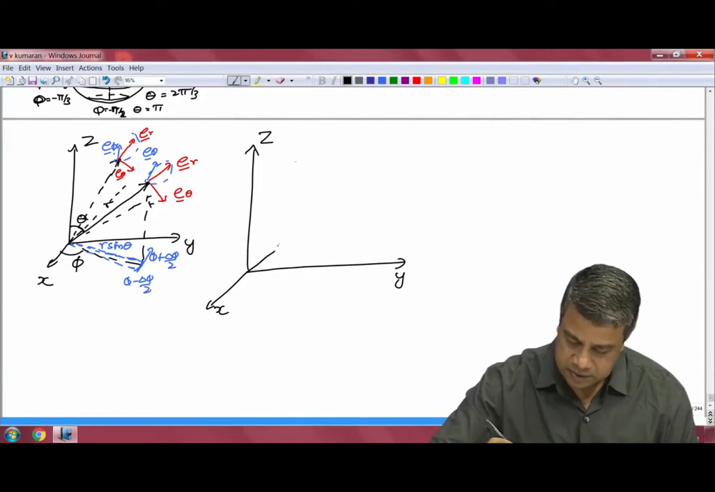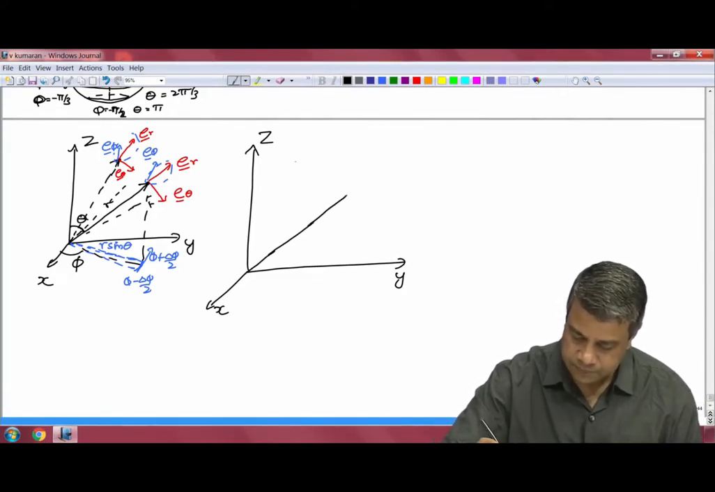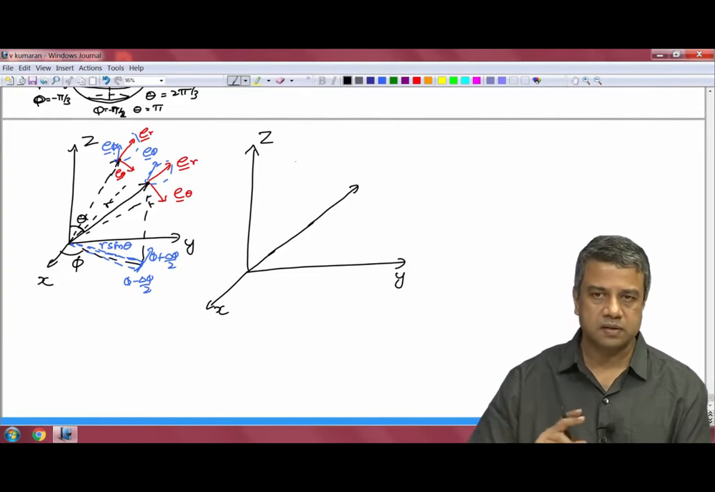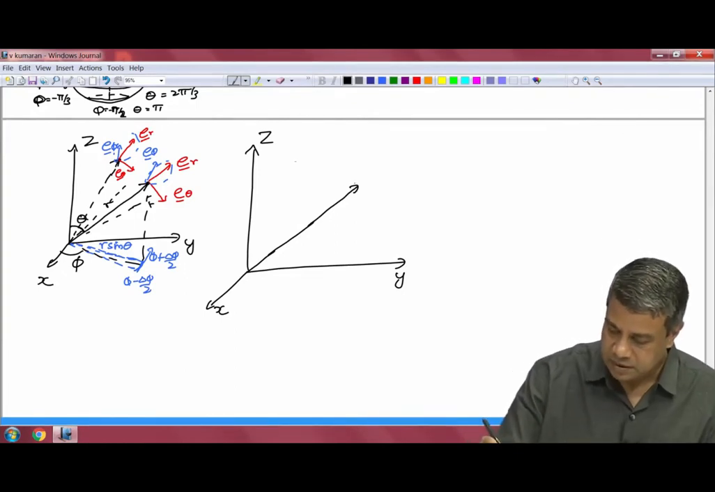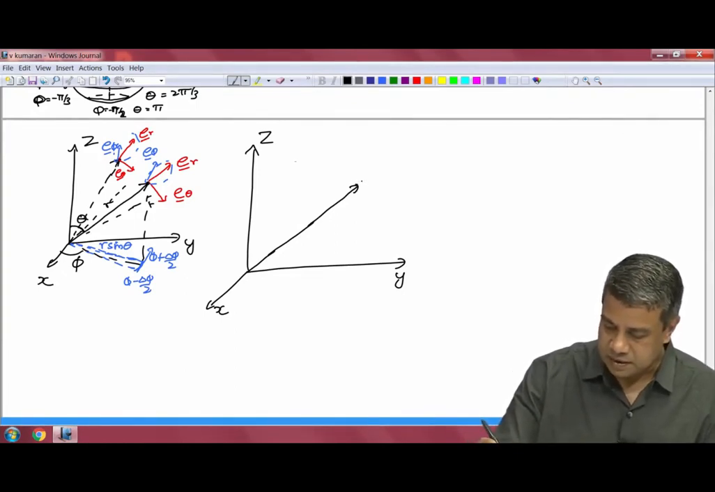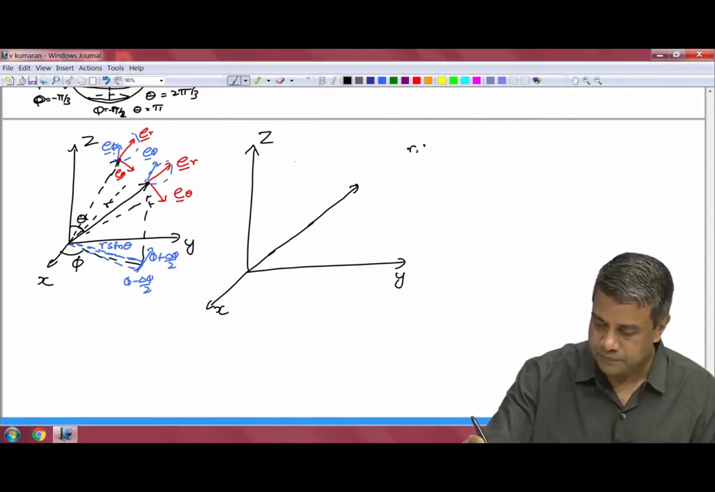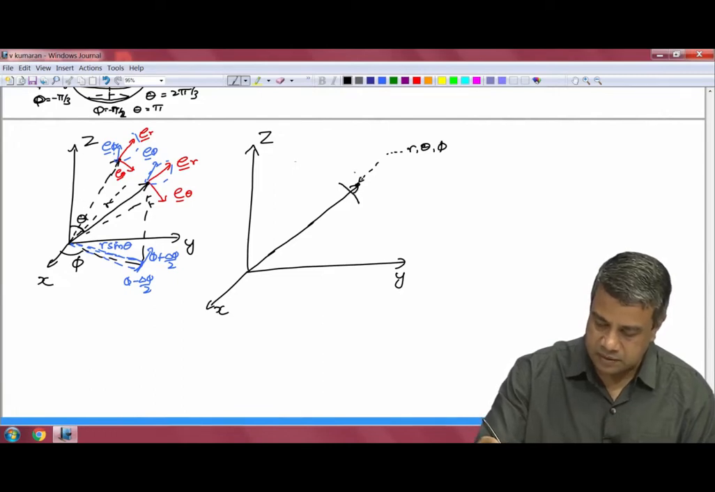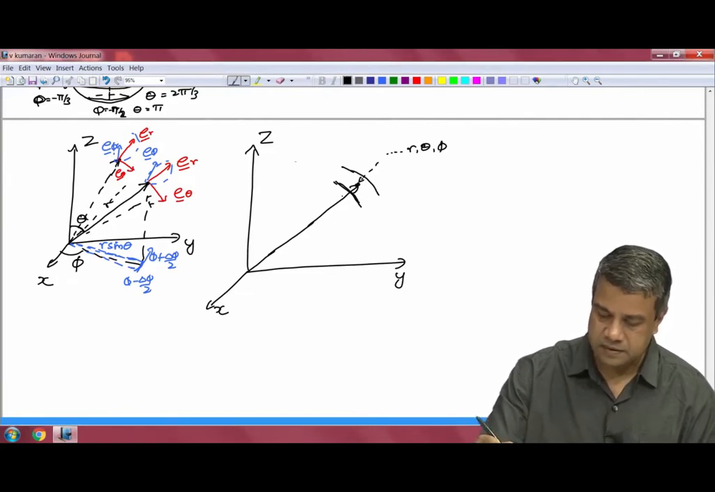Okay, so let us construct a differential volume bounded by 6 surfaces, so that we can do a balance of mass in, mass out and the source within that volume. So, if this is the surface at r, theta, phi, so this is the point r, theta, phi. The surfaces perpendicular to the r coordinate, as I said, are spherical surfaces.